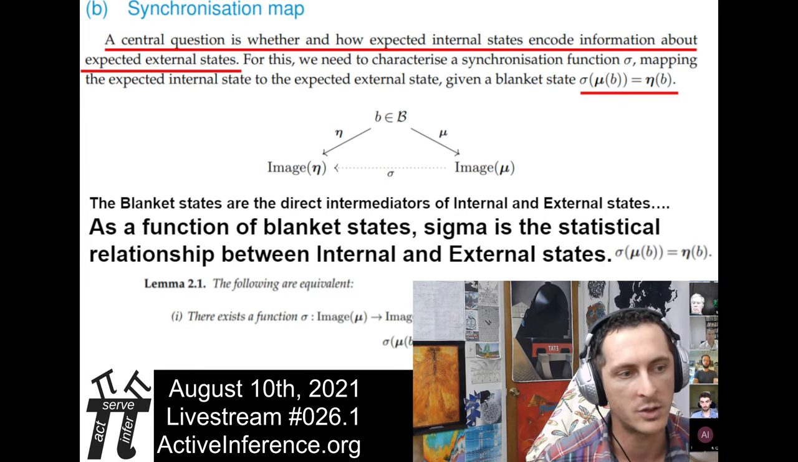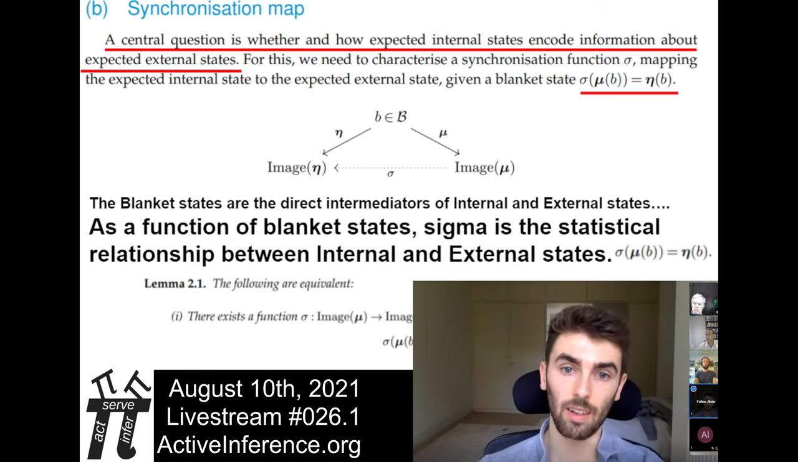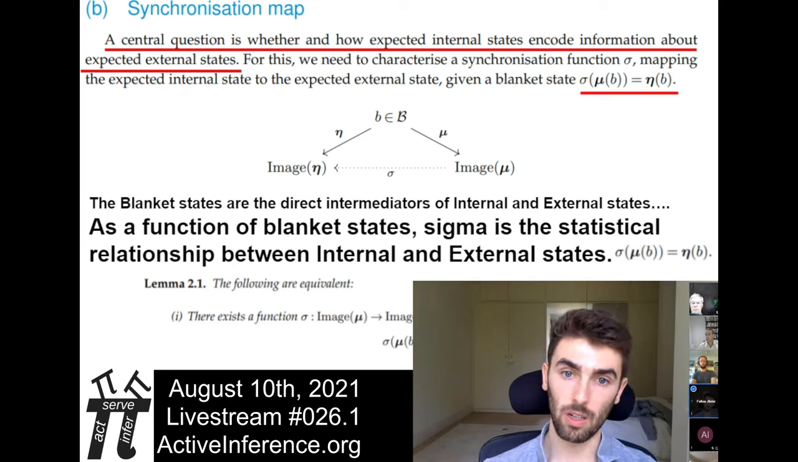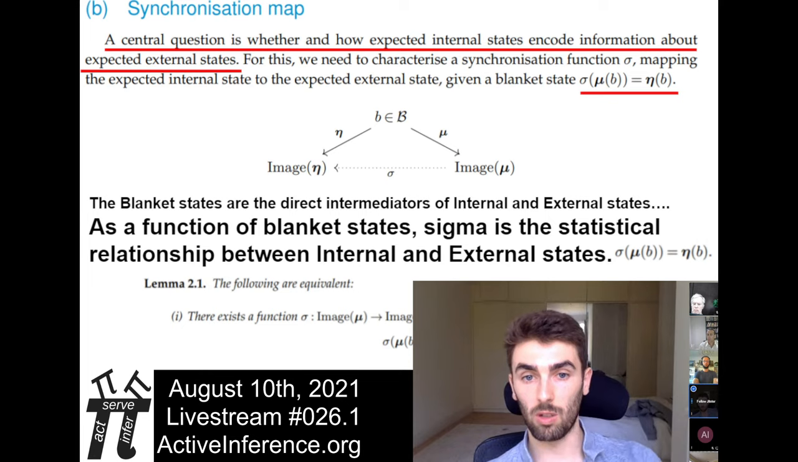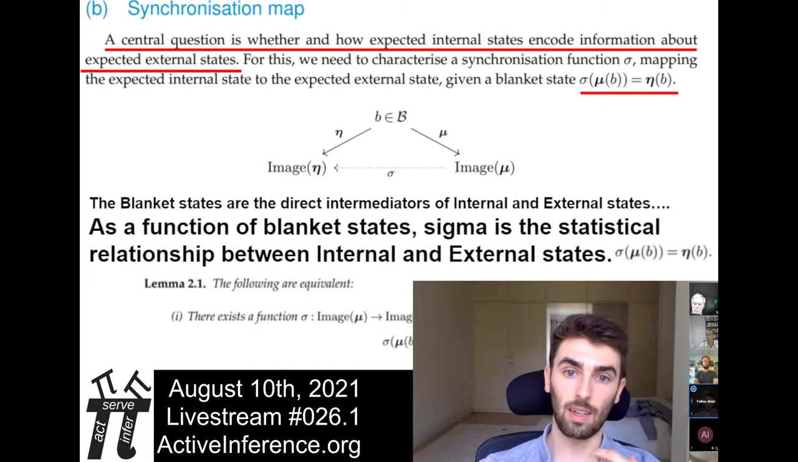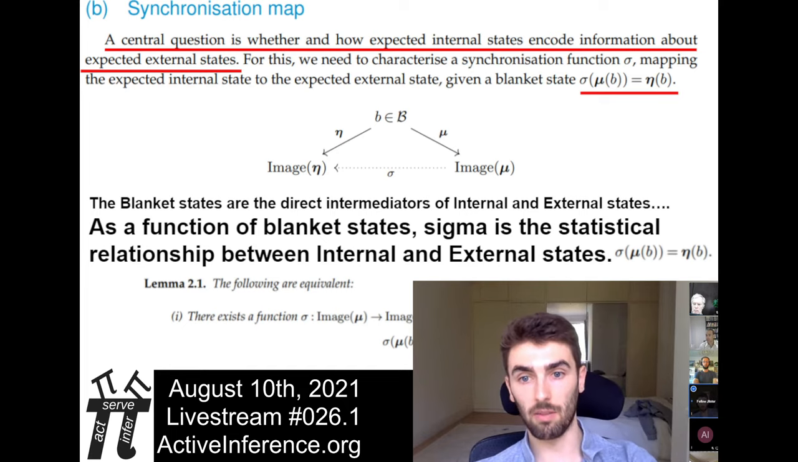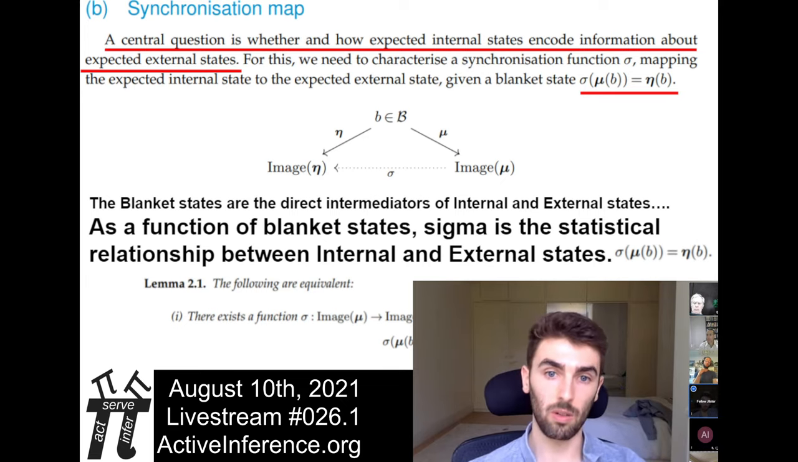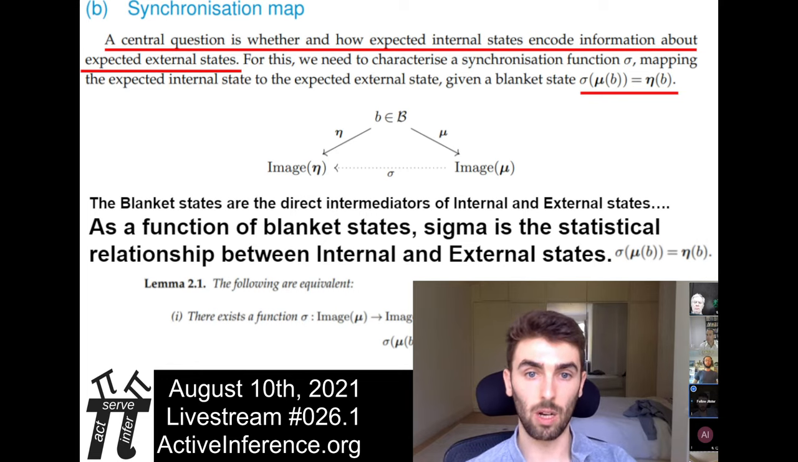How did it come to be this way with the mapping function, and what does it reflect? Right. So I would say that the sigma is the most fundamental ingredient to get to the free energy principle, because ultimately what we want to be able to say is that the internal states have some kind of representation about the external states. And so the way to get there is to have a sigma function that maps from the expected internal state, or expected cortical response, to the expected external state, like what's going on around you.